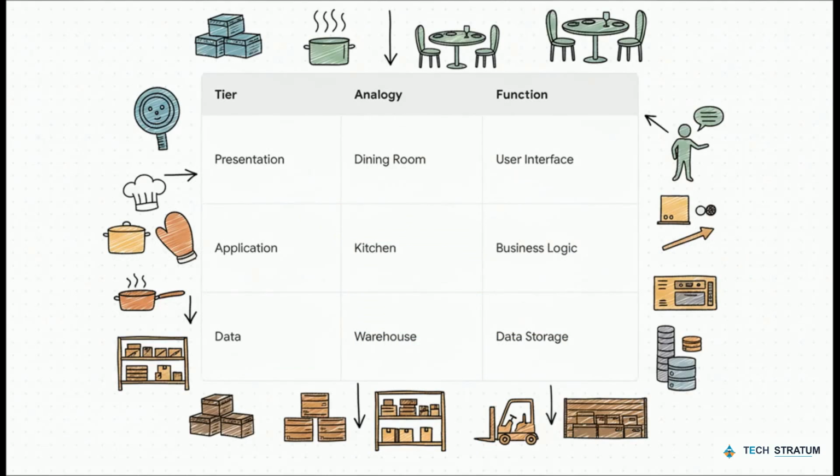This analogy is perfect, right? The presentation tier, that's the dining room. It's what you see, what you interact with. The application tier, that's the kitchen. That's where all the real work, the business logic happens, taking your order, cooking the food. And the data tier, that's the warehouse, where all the ingredients are stored for the long haul. And just like in a real restaurant, you, the customer, you never set foot in the kitchen or the warehouse.